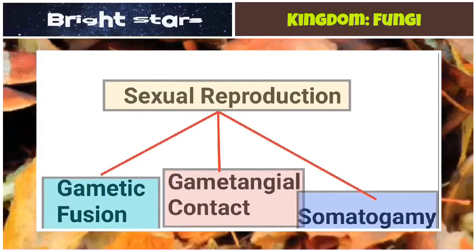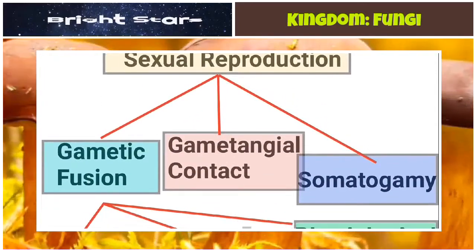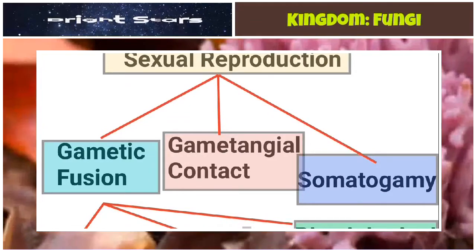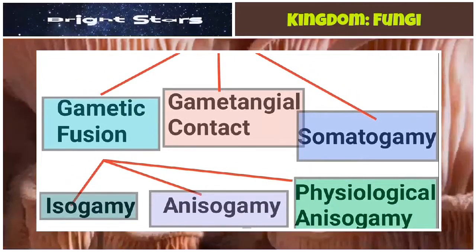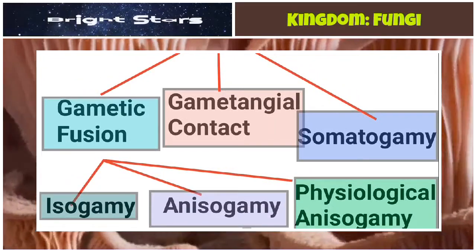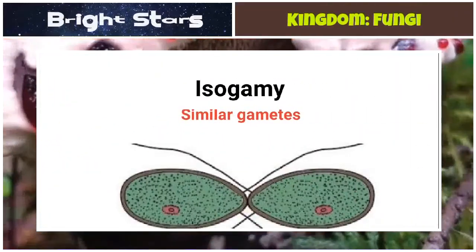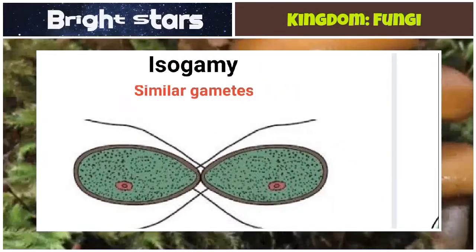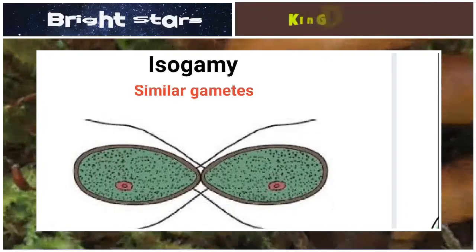So next thing is sexual reproduction. Here sexual reproduction occurs by gametic fusion, gametangial contact, and somatogamy. Gametic fusion is of three kinds: isogamy, anisogamy, and physiological anisogamy. Let us see what these different kinds are. Isogamy is the fusion between two similar gametes. Gametes are similar in their appearance. We call this isogamy.